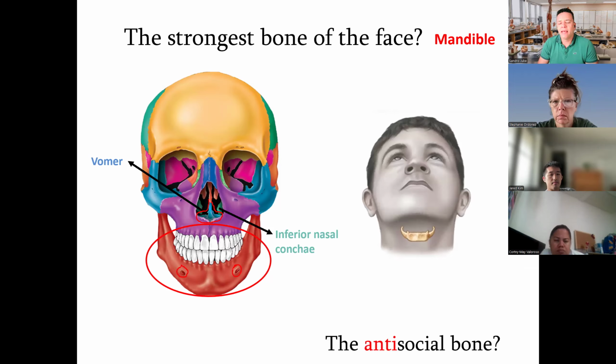And then we have the antisocial bone of the skull, and it's called the antisocial because it does not articulate with any other bone of the skull. It is held in place by long ligaments, so they don't physically touch any other bone. And this is what we call the hyoid bone.